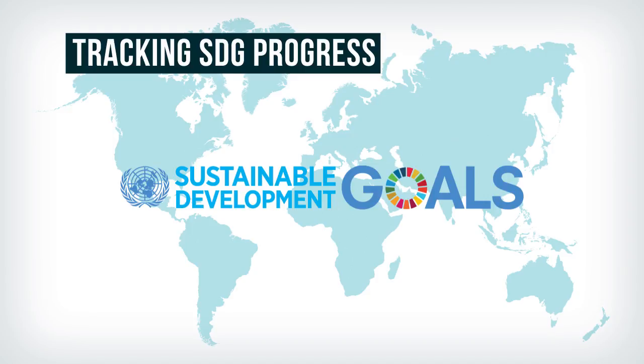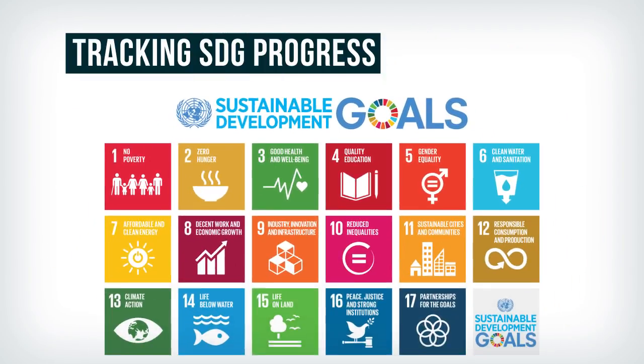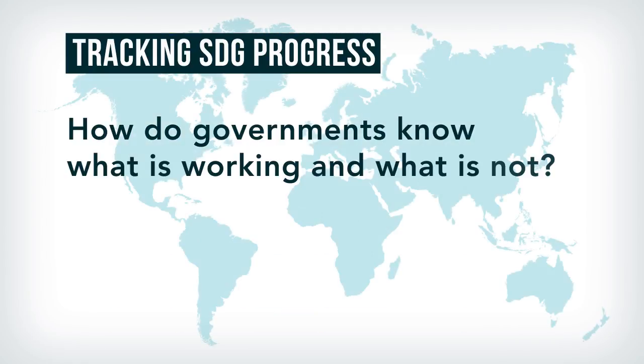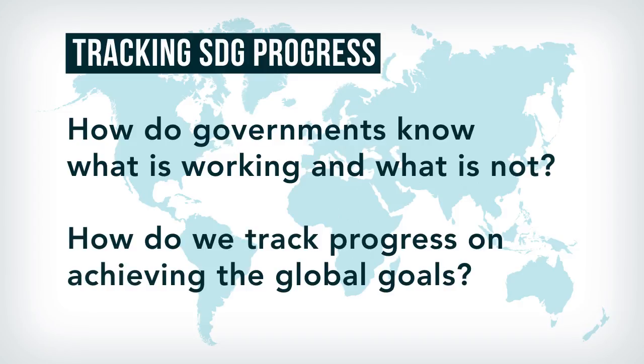The 2030 United Nations SDGs are the main framework to assess progress in global development and health. Governments, assisted by international organizations, will need to achieve these ambitious SDGs. However, how do governments know what is working and what is not? How do we track progress on achieving these global goals?